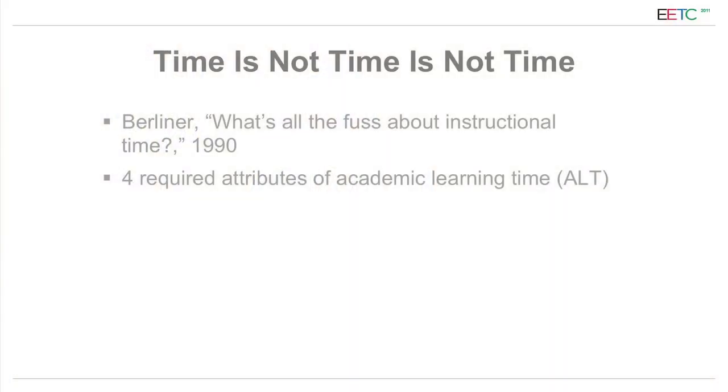And time is not time. So he sat down and said, let's start coming up with a taxonomy for time. And he ended up with something that is called academic learning time. And he defined it in a very rigorous way. And he said there are four elements for academic learning time. And let's step through them.